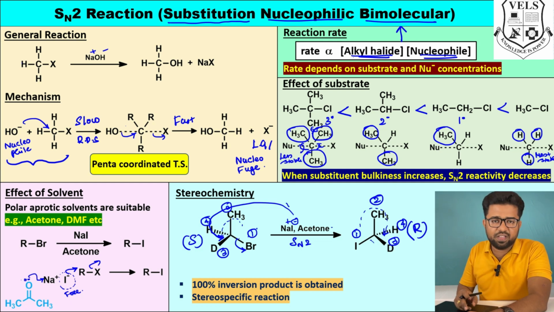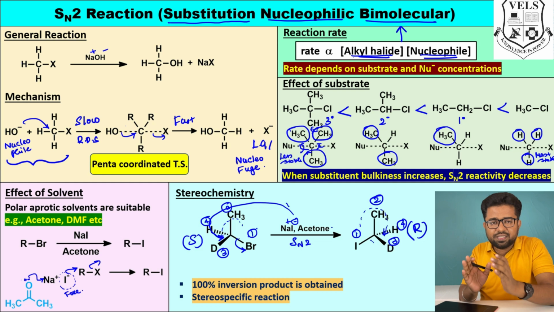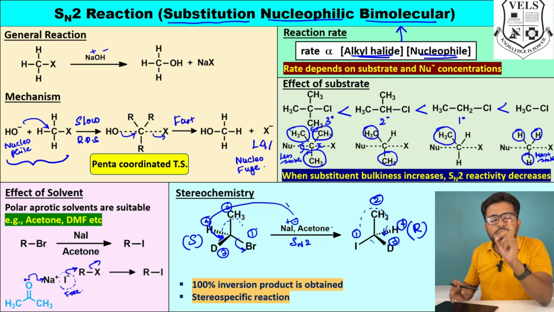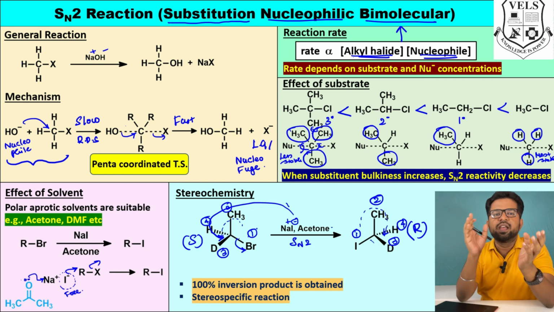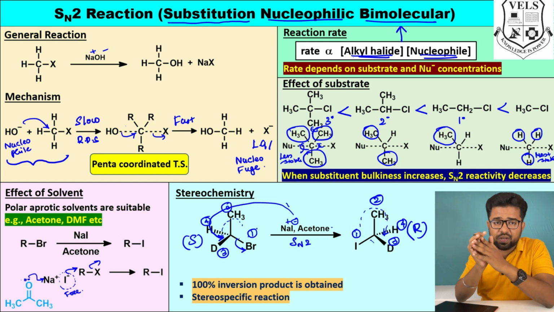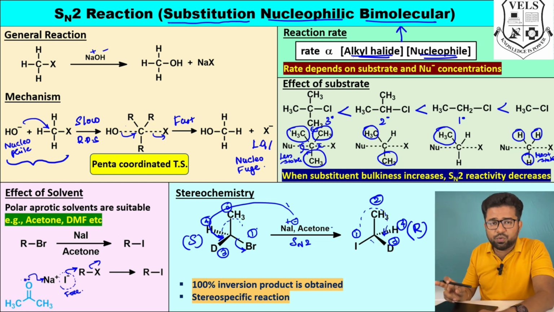What do you mean by stereospecific reaction? Whenever a reaction is taking place at a chiral center and you are going to get only one isomer, that reaction is known as a stereospecific reaction. Whereas if you are getting a mixture of products, that reaction is known as a stereoselective reaction. In this case, the SN2 reaction is an example of a stereospecific reaction. So with this, the SN2 reaction is over.